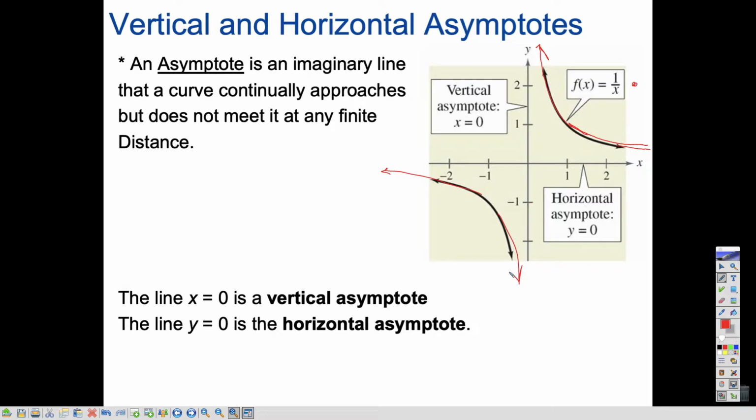Okay. Questions about an asymptote? Does that make sense, what they are? I haven't told you how to find them, but does it make sense what they are? Okay.